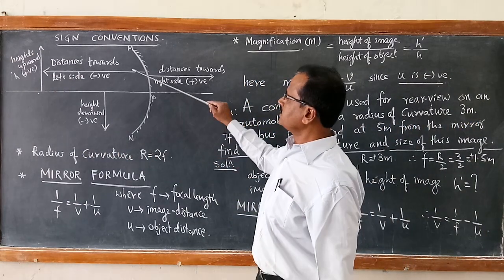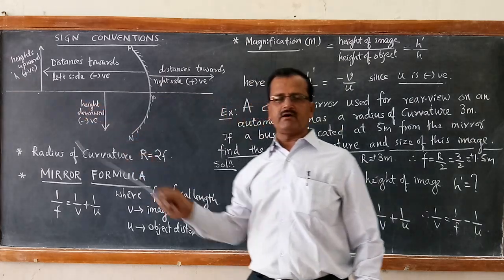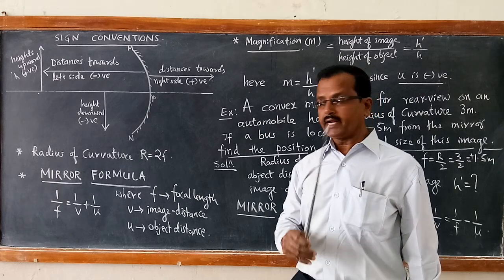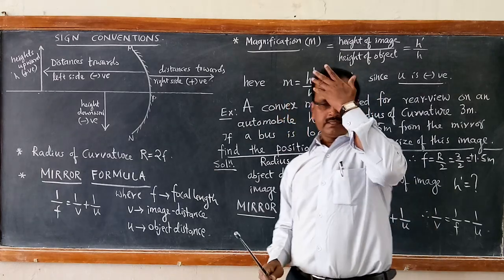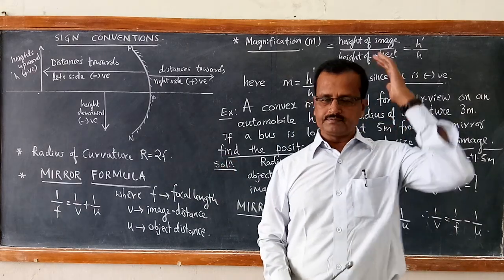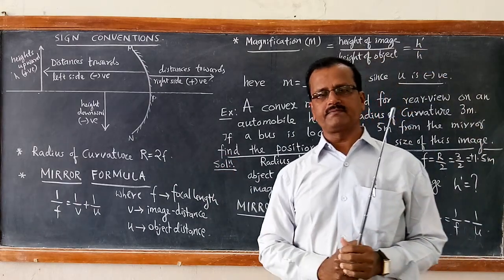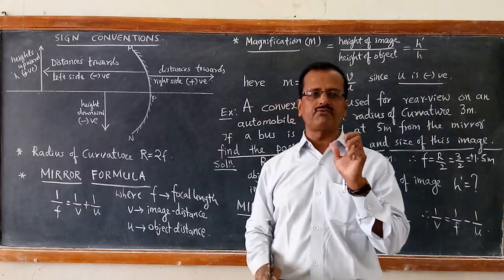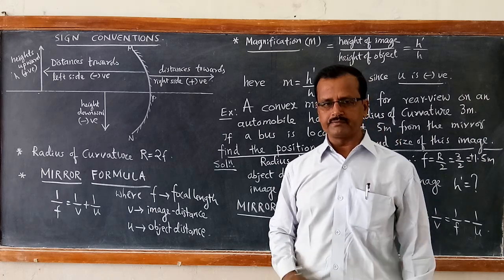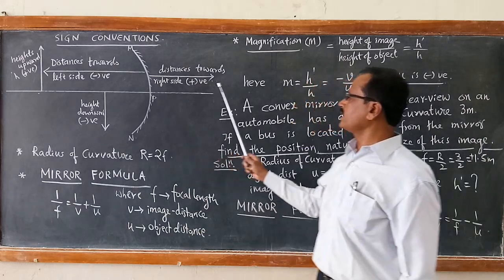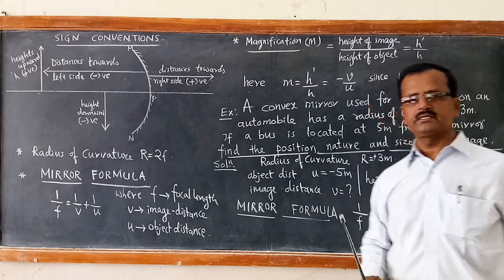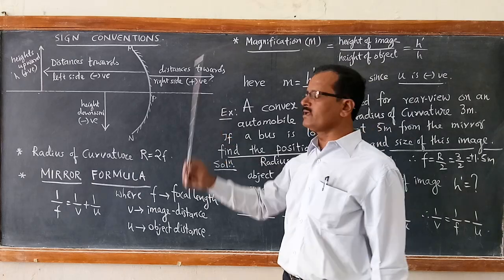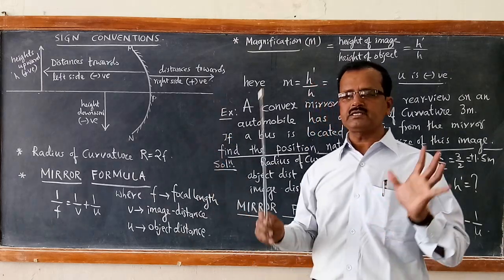And remember, the distances which are measured towards the left side of the mirror should always be taken negative. Why? I told you previously, you have to consider this pole as the origin of the coordinate system. You have learned in mathematics, the distances taken towards the left side of the origin are always negative. Similarly, the distances taken towards the right side are always positive. Means if the image is formed behind the mirror, that distance must be taken as positive.